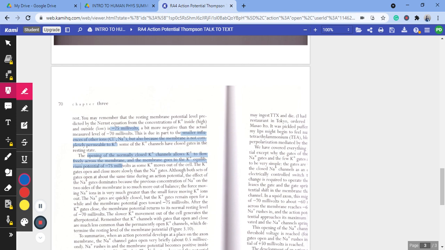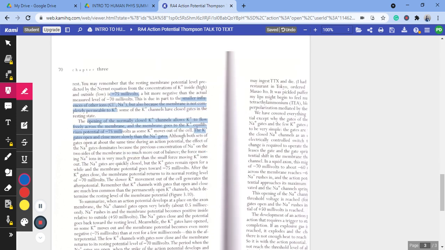Although both sets of gates open at about the same time during an action potential, the effect of the sodium gates dominates because the previous concentration of sodium on the two sides of the membrane is much more out of balance. The force moving sodium ions is very much greater than the small force moving potassium ions.